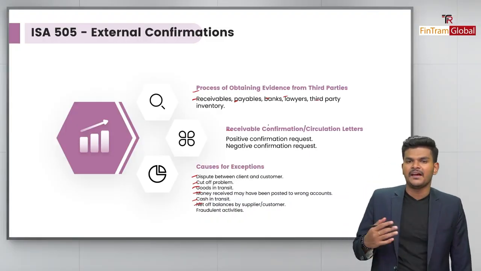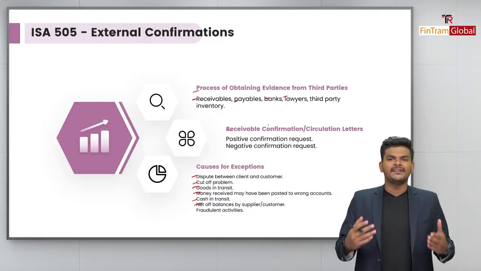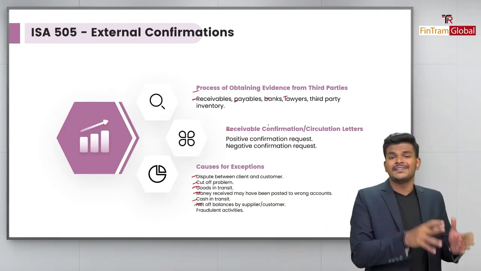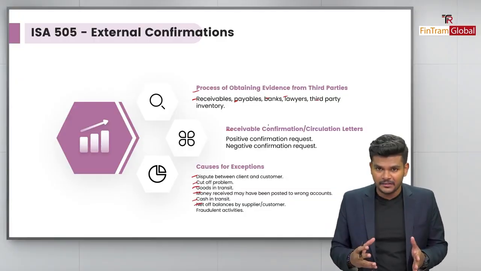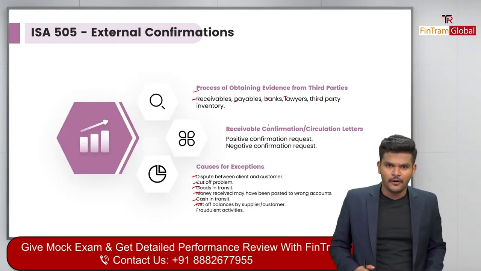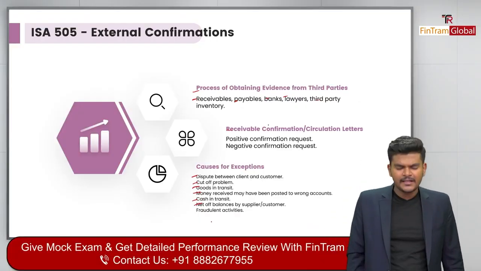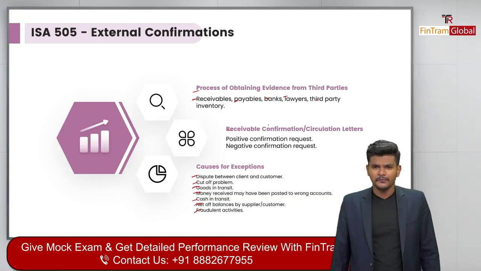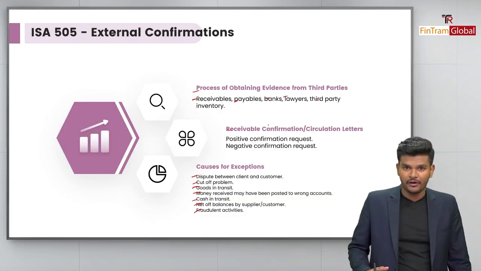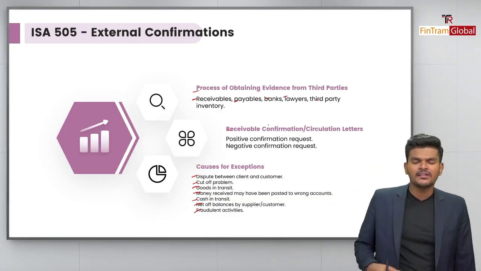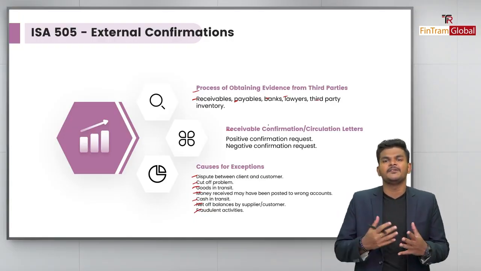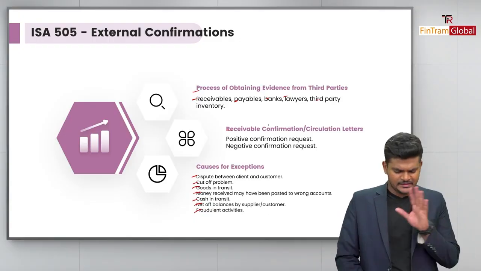Net off balances of supplier and customer, as in, there's no mandatory requirement that a customer can only be the customer itself, right? They can provide goods to the client if they purchase it with money as well. So definitely, customers can also become suppliers, and their balances can get netted off. And then fraudulent activities as well. For example, the client may state a bogus customer in their records, right? So these are the causes of exceptions as to why we may not get a response, or why we may get a disagreement from the customer. Just some examples to remember.